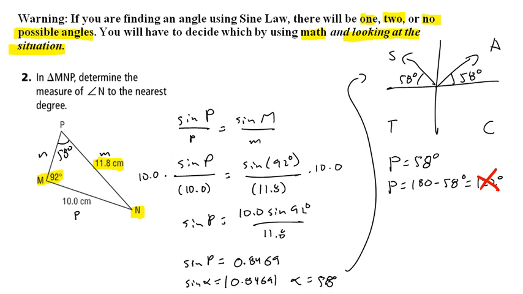Okay, and if angle P is 58, then angle N is going to be 180 minus 92 minus 58, which means angle N has to be 30 degrees.